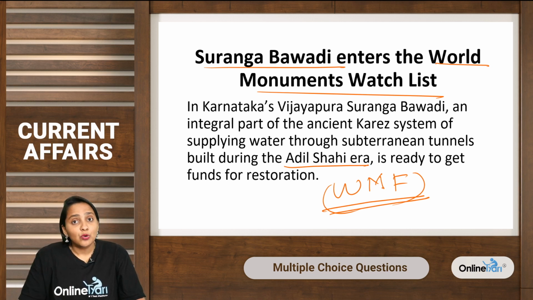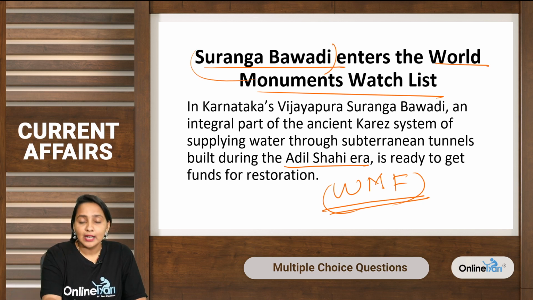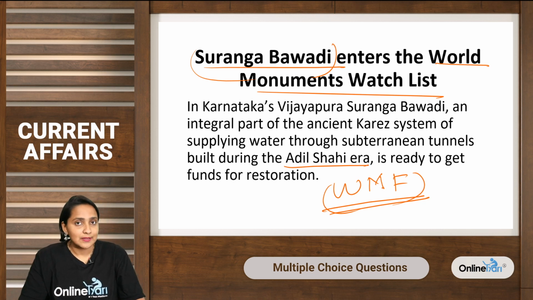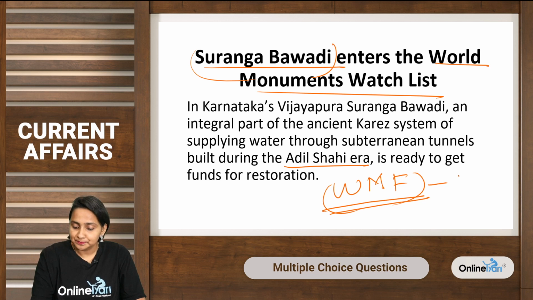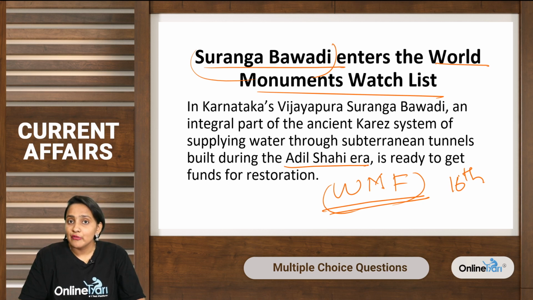But owing to lack of maintenance, right now this is in a bad condition. That is why Suranga Bawadi will be receiving funds. As already mentioned, Suranga Bawadi was built in the 16th century by Ali Adil Shah I, and his successor Ibrahim Adil Shah II added more structures to strengthen it.